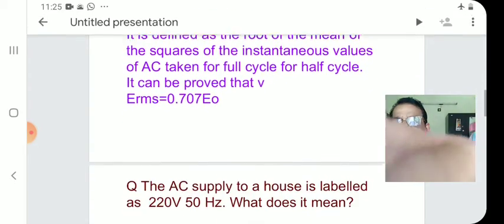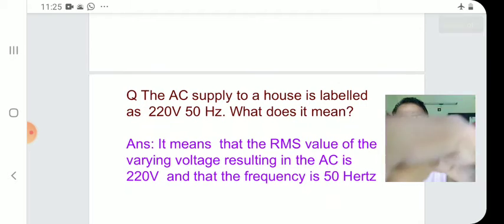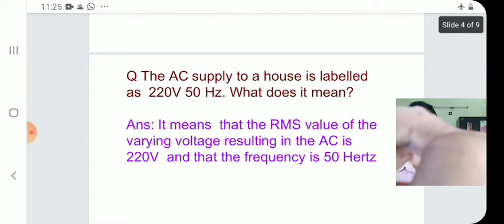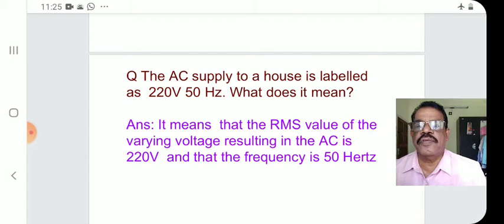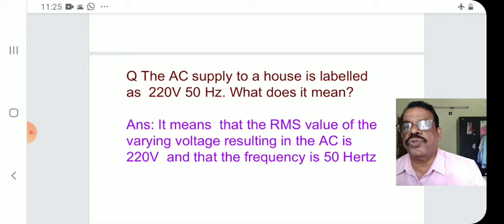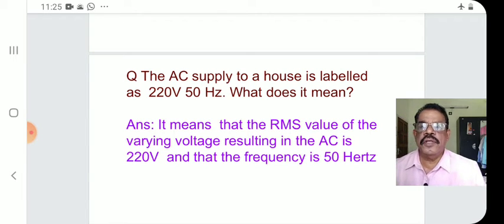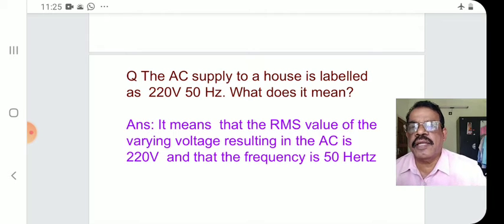So the RMS value is evident. Now we pass on to a simple problem based on these ideas. Problem number 1, very simple, but it is important. An AC supply to a house is labeled as 220 volt 50 Hz. What does it mean?